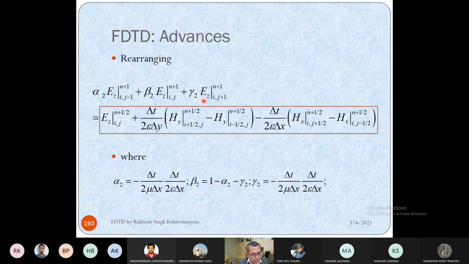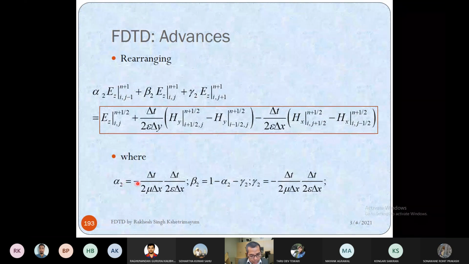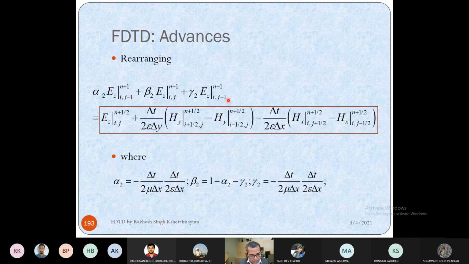What is alpha 2, beta 2, and gamma 2? They are not the same as those of the previous first procedure. This was the second procedure. Alpha 2 is minus delta t by 2 mu delta x, delta t by 2 epsilon delta x. Beta 2 is 1 minus alpha 2, gamma 2 is minus delta t by 2 mu delta x, delta t by 2 epsilon delta x. So we have alpha 2, beta 2, gamma 2, which are material dependent parameters, and Ez at different locations, j minus 1, j and j plus 1.